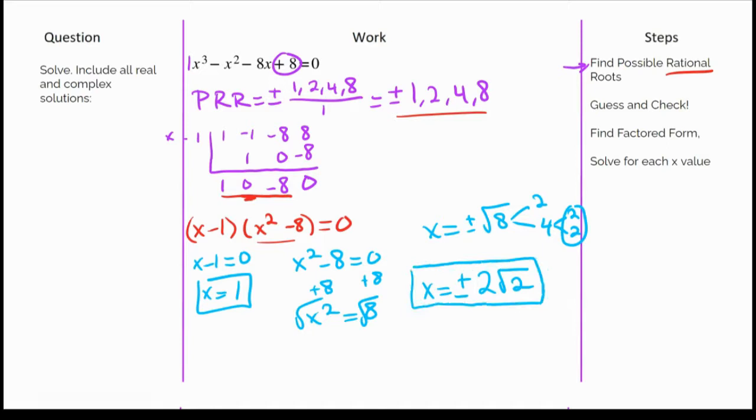When I look at my answers here, I see that x is equal to 1, so that's one of my solutions. x equals positive 2 root 2, and x equals negative 2 root 2. And when I look back at my original problem, since I have a degree of 3, getting 3 answers makes sense.